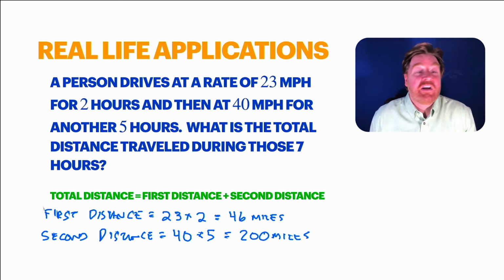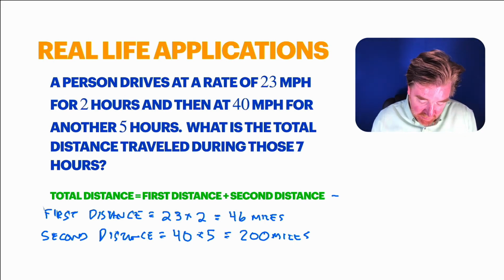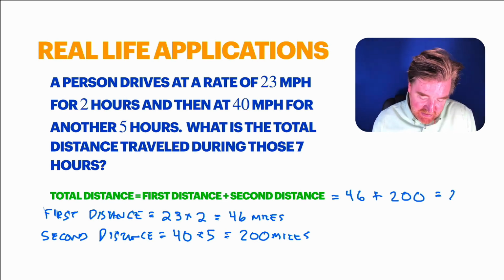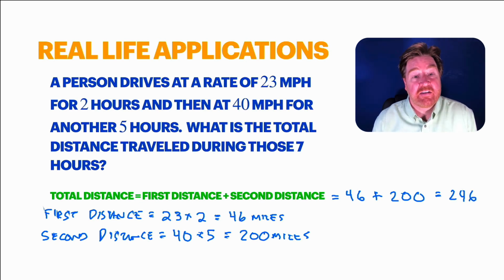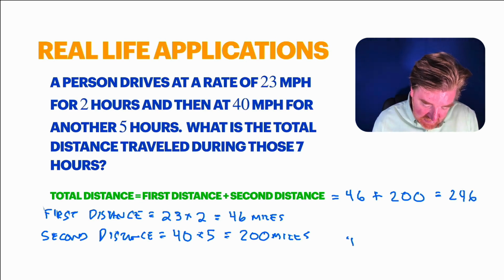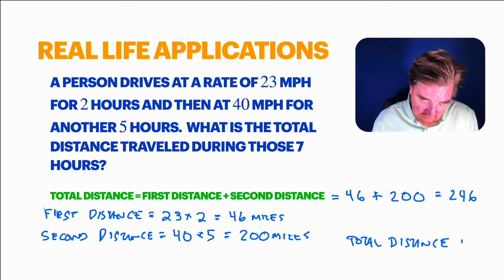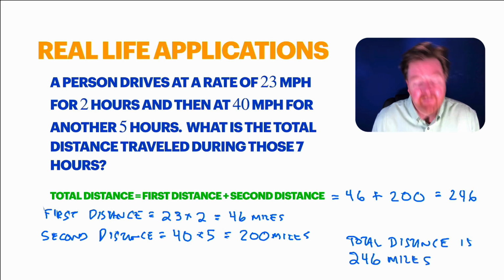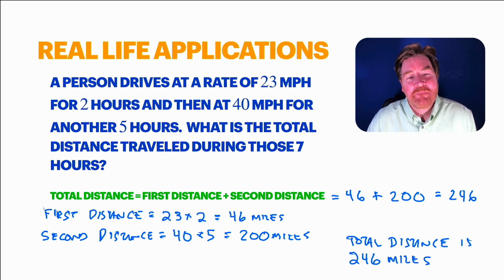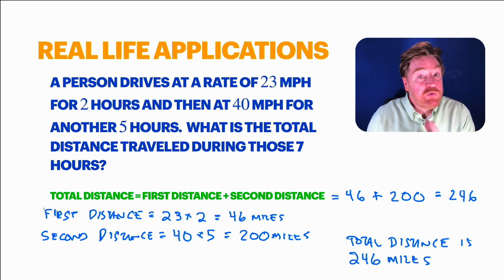And now we can come up to our green expression there. The total distance is the first distance plus the second distance. But guys, that's just 246. So the total distance is 246 miles. There we go. All right, here's one more.